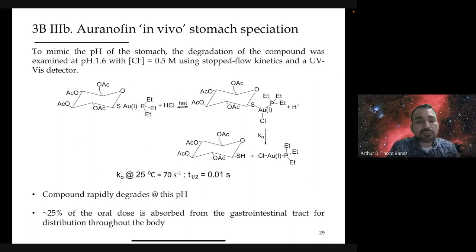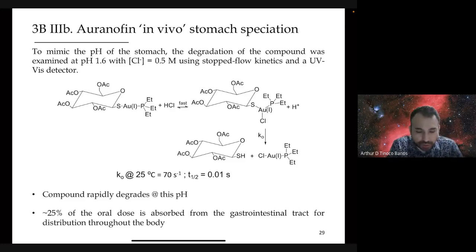All right, so let's talk a bit about this biological fate, but from the perspective of in vivo stomach speciation. To mimic the pH of the stomach, the degradation of the compound was examined at a pH of 1.5 in the presence of a high concentration of salt. Typically salts are included to give a fairly high ionic strength. That's to mimic the ionic strength of the body, of physiological fluid. This type of study was done using stopped-flow kinetics and UV-vis detection.